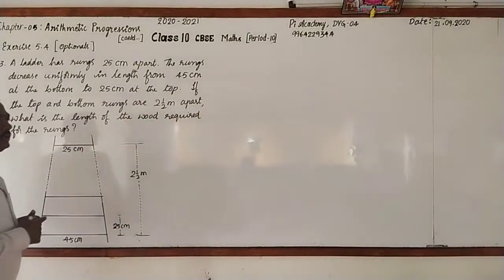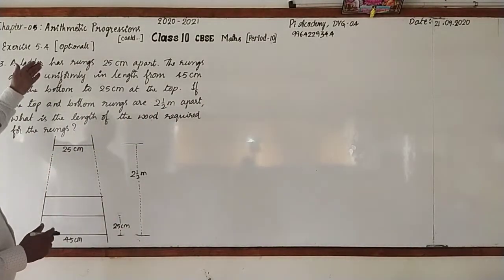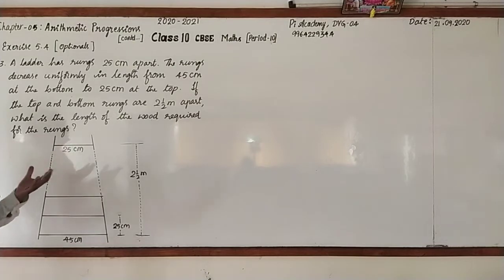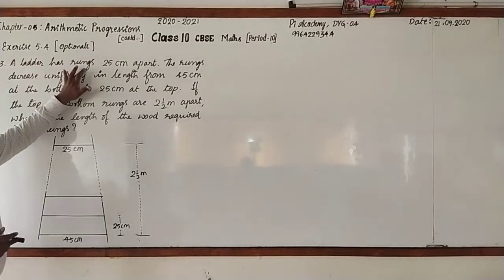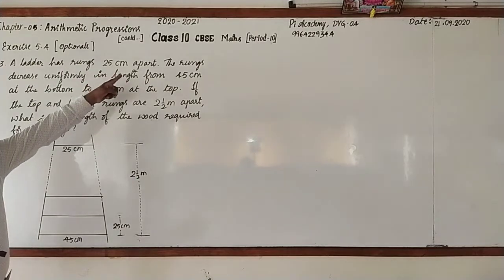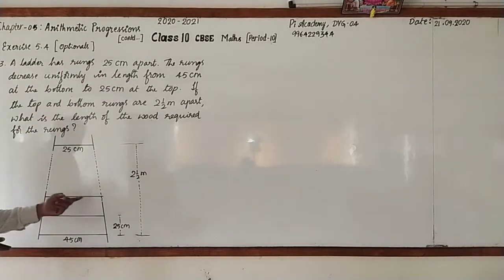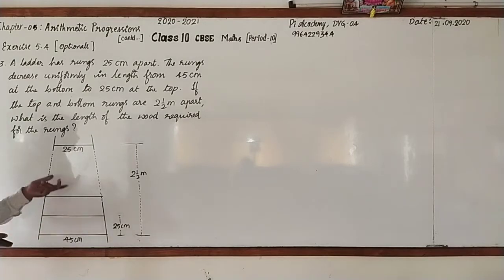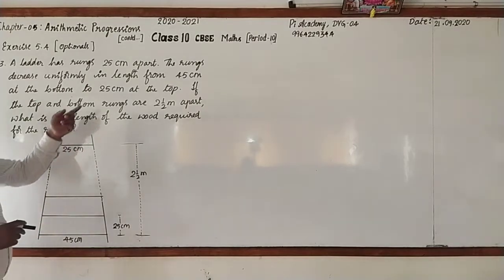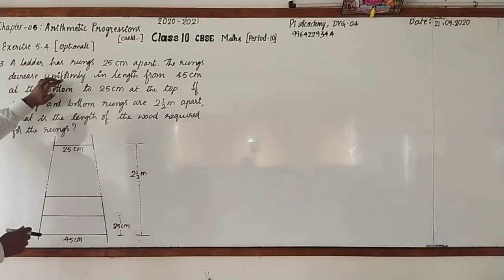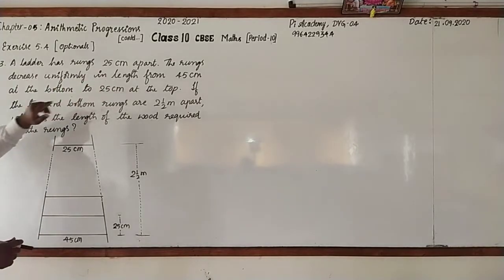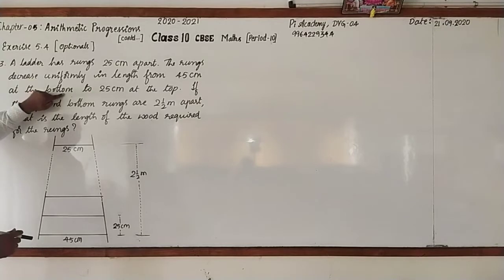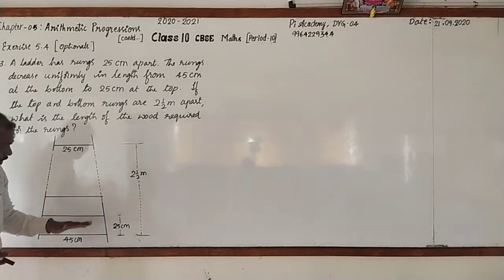Now, please go through this third one. You may pause the video and copy this problem. Then after that, listen to my explanation. Observe it. The statement is very nice. It has been given like this. A ladder has rungs 25 centimeter apart. Rungs means it is a part of the ladder on which we put our steps, right? The rungs decrease uniformly in length from 45 centimeter at the bottom to 25 centimeter at the top.